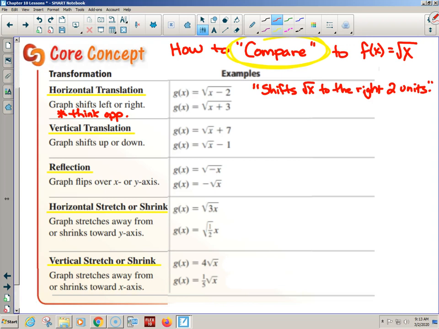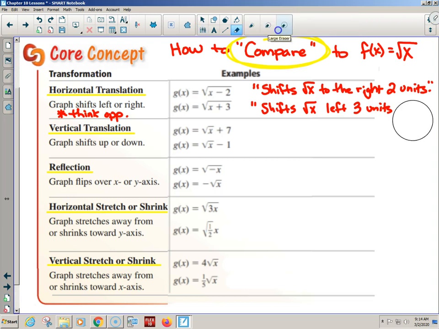So what do you think is going to happen for the next one? Yeah. If I needed to compare, and if I needed to write that language, I would say that this one is going to shift this guy. Can I just shorten some of this? Can I just say left 3 units? Is that cool? Yeah. Take out some of the to the blah, blah, blah. If you want to be super snazzy and super abbreviated, you could technically just say left.